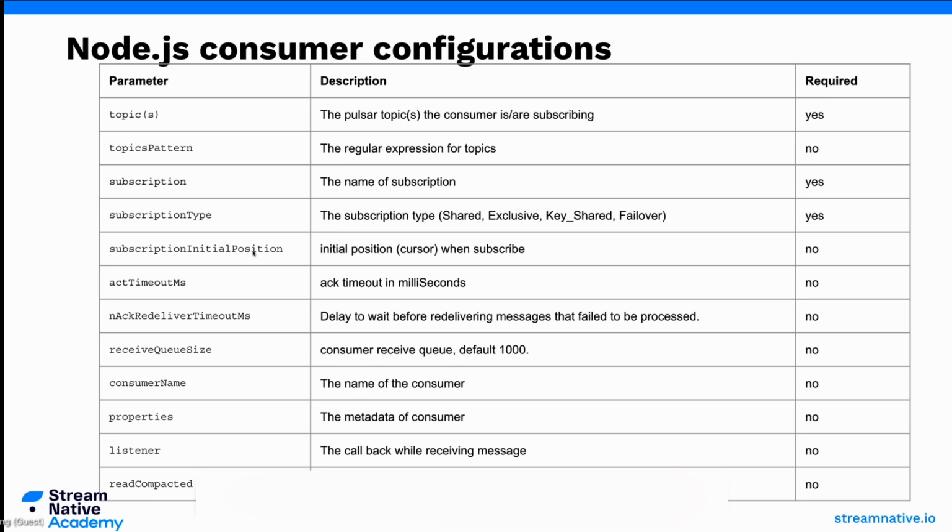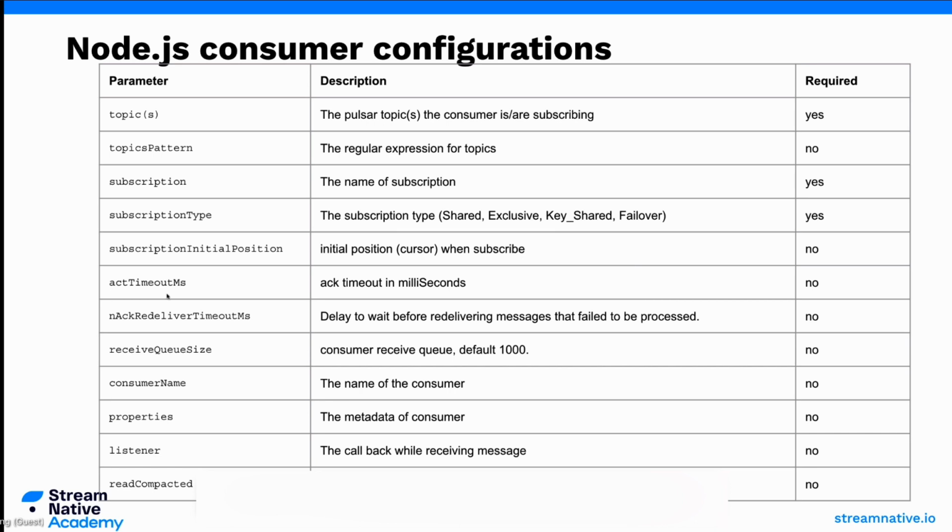Subscription initial position. So basically this is when you submit a subscription, where do you want to start from in the topic, right? So it can be earliest, it can be latest. When you set latest, normally no message comes out, unless the producer sends out a new message. Or you can set up a message ID, or timestamp. For example, I want to subscribe after some timestamp, so you will start from there.